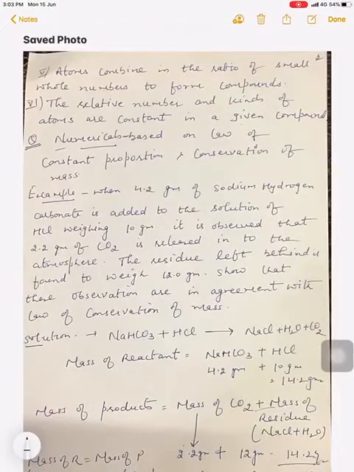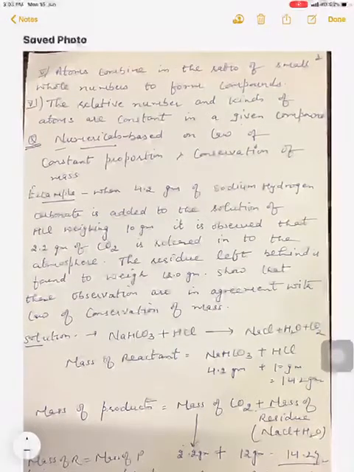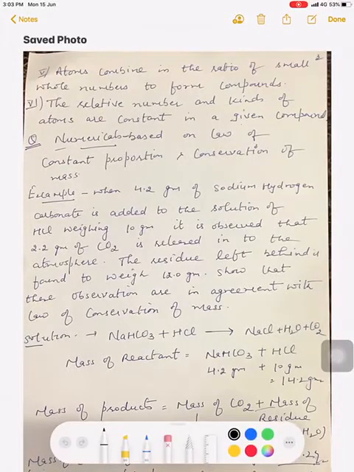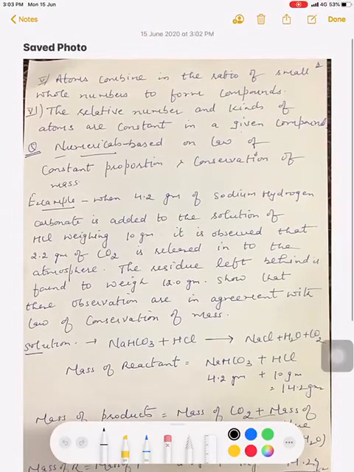The next postulate of Dalton atomic theory, the fifth postulate, is: atoms combine in the ratio of small whole numbers to form compounds. It means when the elements compound, the ratio will be small whole numbers. There is no fraction. The last postulate: the relative number and the kinds of atoms are constant in a given compound. We have already done this, that is the law of constant proportion. Always the ratio will be fixed.